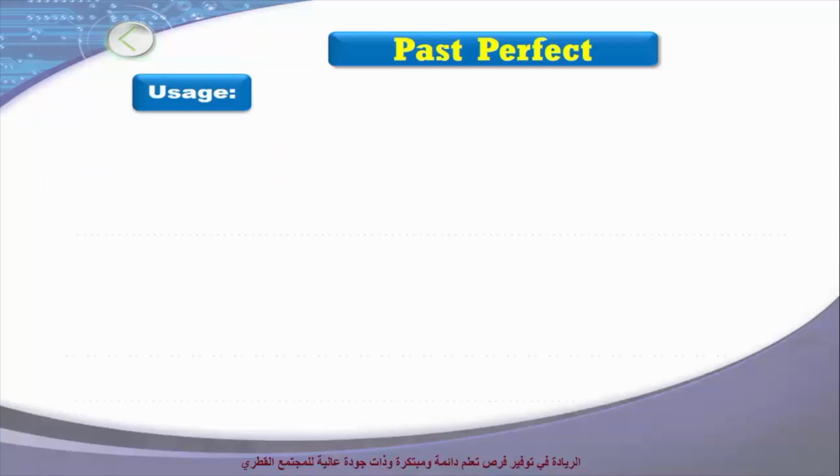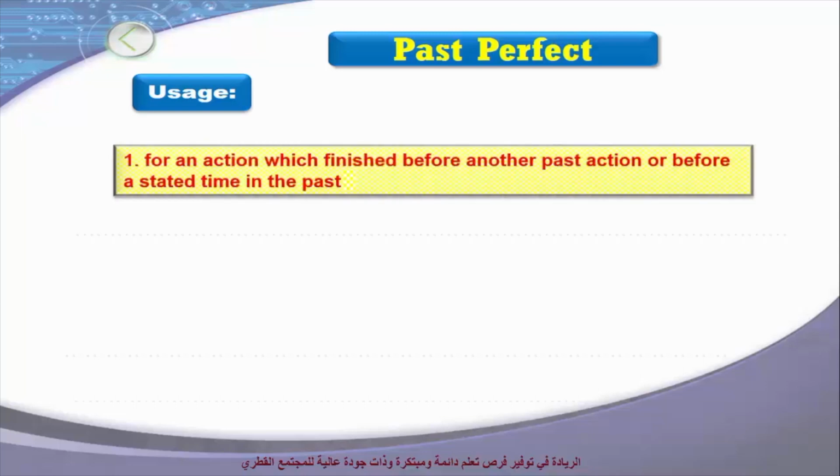Number one, for an action which finished before another past action or before a stated time in the past. Look at the example. When I arrived, he had left. When I arrived, he had left. What happened first? Yes, he had left. So I didn't catch him, I didn't see him. So the arrival happened after his leaving.